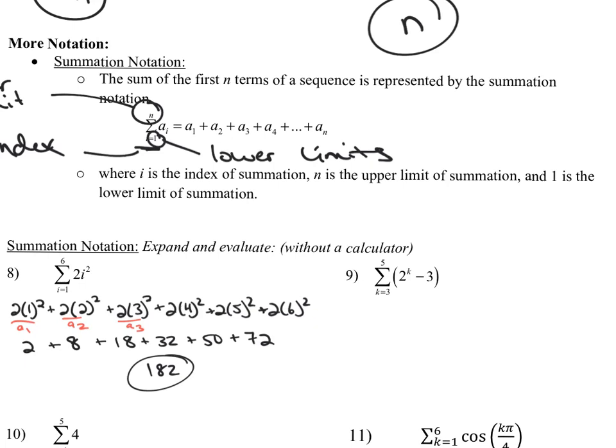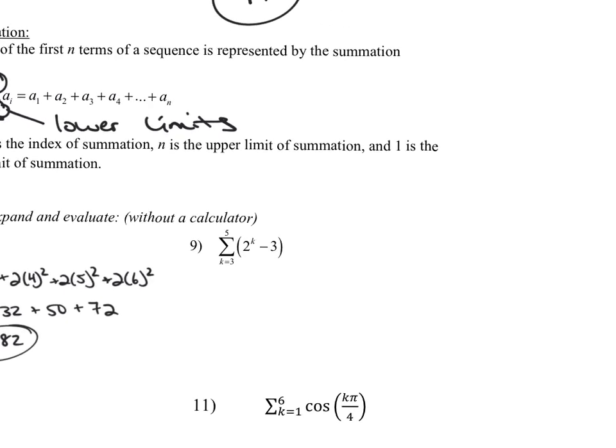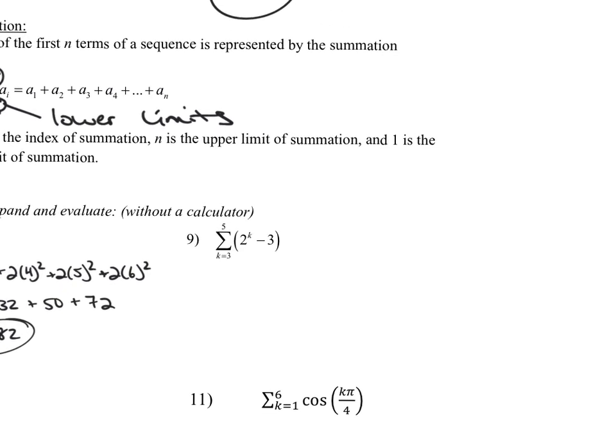For our next example, we are given the summation from k equals 3 to 5 of 2 to the k minus 3. What I want you to realize is that i doesn't always have to be the index. You can use a different variable, and you don't always have to start counting at 1. You can start counting at 3, but you still have to count with integers.